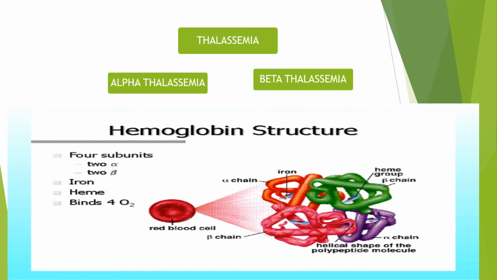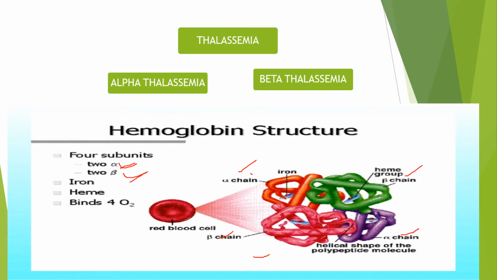If you take hemoglobin, the molecules have alpha chain and beta chain. Two alpha chains it has and two beta chains it has. You can see this is one alpha chain, this is the other alpha chain, this is one beta chain, and this is the other beta chain. In thalassemia patients, they have defects either in the alpha chain or in the beta chain, causing the production of abnormal hemoglobin molecule, resulting in anemia.